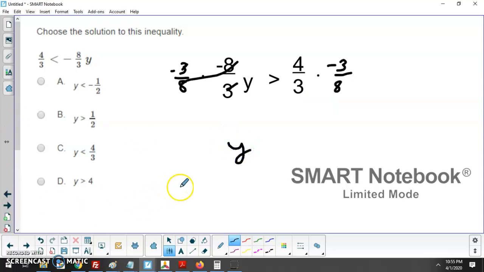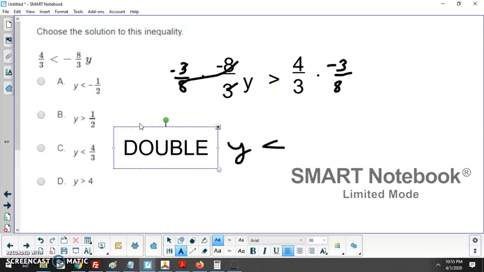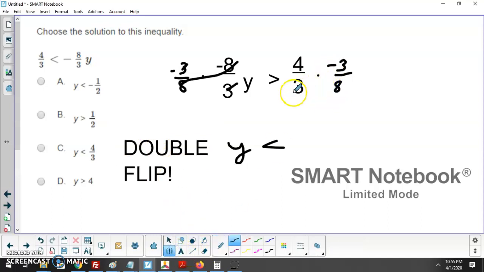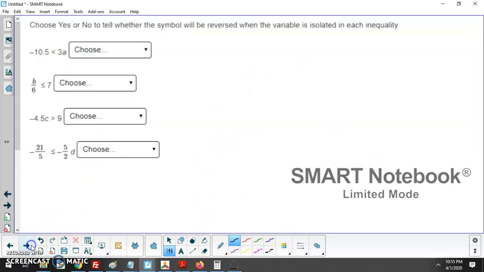Now, do you flip this one or not? Well, we already flipped it when we rewrote it, okay? But in this particular case, you need to flip it back again because you're multiplying both sides by a negative. So this one's a double flip, okay? So now, to solve this, you could cancel out these 3's, and you'd have negative 4/8. And if you reduce negative 4/8, you get negative 1/2. Okay? So, hope that helps with that one.